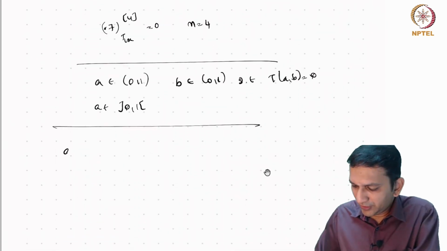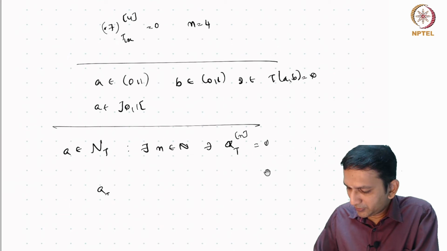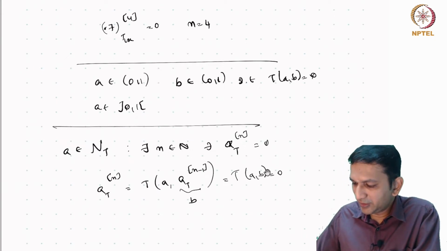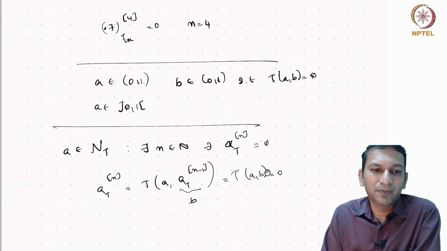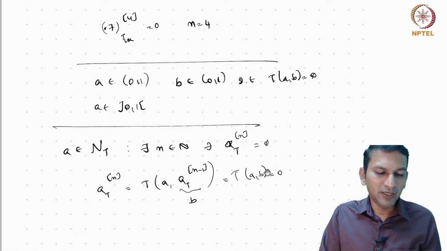If an A belongs to NT, that means there exists an element N such that A T power N is equal to 0. Now, what is this A T power N? You can write it as T of A comma A T power N minus 1. Now, call this B. Then what you have is T of A comma B is 0. So for this A, there exists another B such that it is equal to 0. So B becomes a zero divisor for A, and so does A become a zero divisor for B. So every nilpotent element is also a zero divisor.